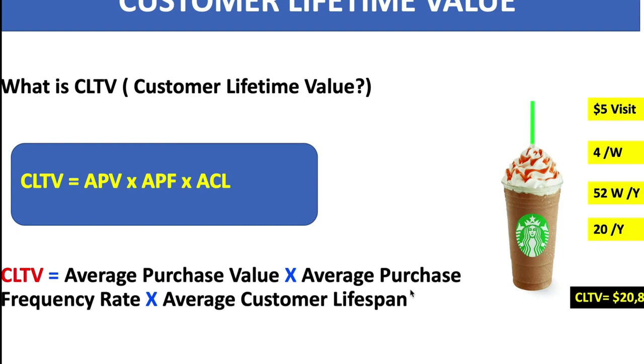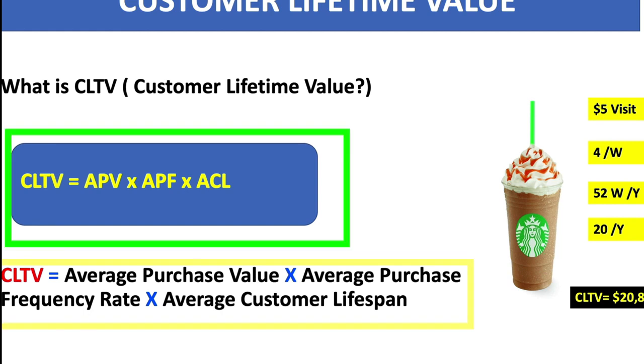So what is customer lifetime value? I have a formula here that says CLTV equals APV times APF times ECL. So pretty much the explanation is right in the chart. In the slide, CLTV in red equals the average purchase value times the average purchase frequency rate times the average customer lifespan. I'm going to give you an example as well.